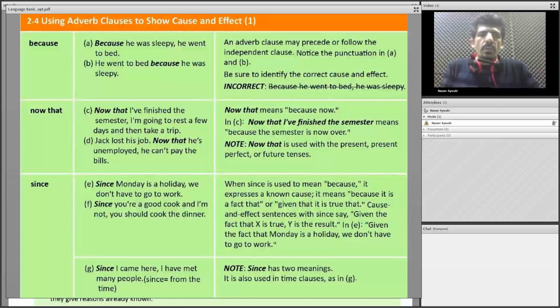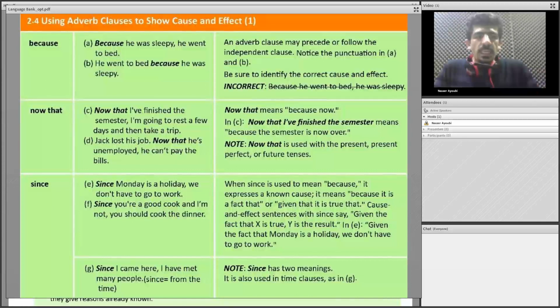I'm sure you know all about because and how to use it in sentences. I'm going to go through the explanations in order to just have a short review. A, because he was sleepy, he went to bed. He went to bed because he was sleepy. So, an adverb clause of because may precede or follow the independent clause. Independent clause is the main clause.